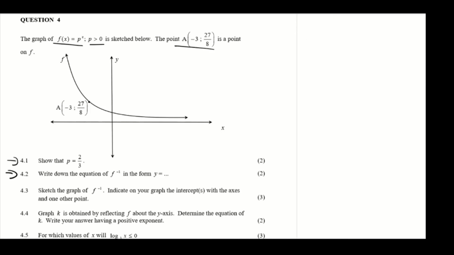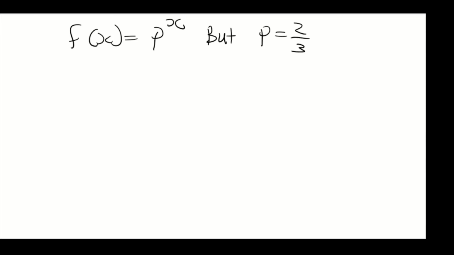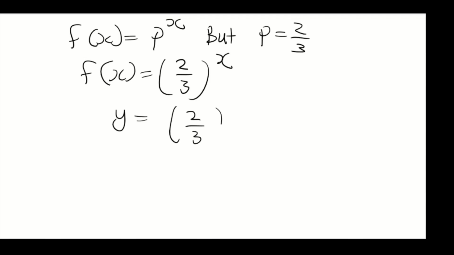So 4.2 says to write down the equation of the inverse of f in the form y = . So to write the inverse, we know f(x) = p^x, but we calculated p to be 2/3, right? So we're going to substitute that p, so it's going to be (2/3)^x. So to find the inverse, we say y = (2/3)^x.